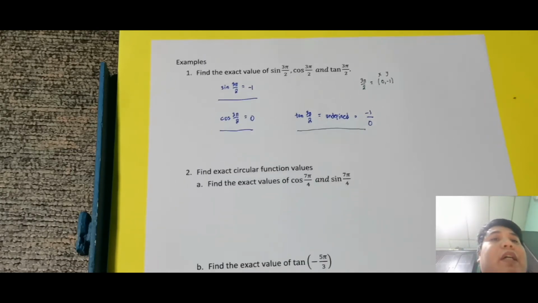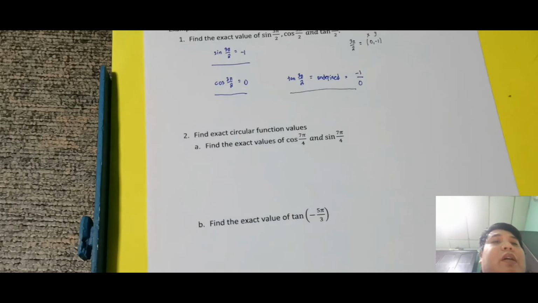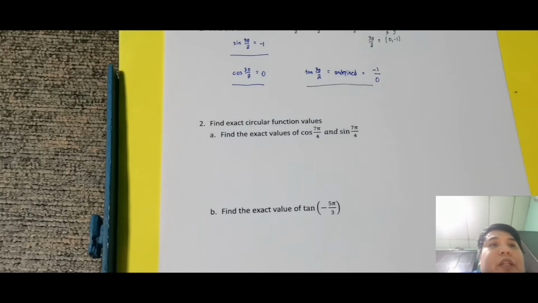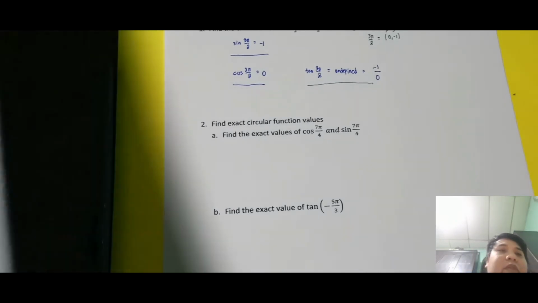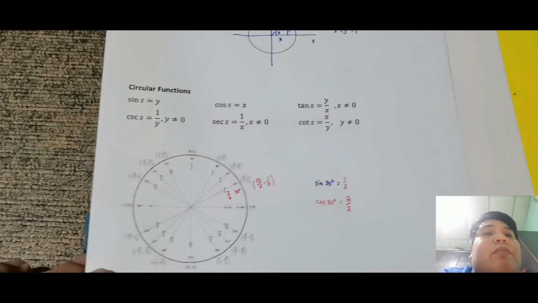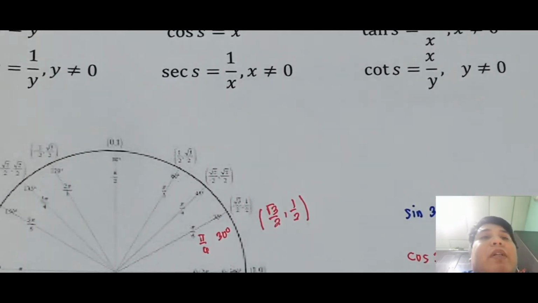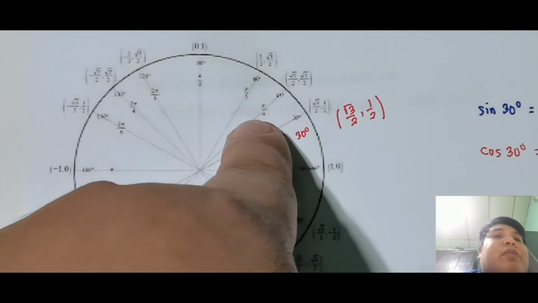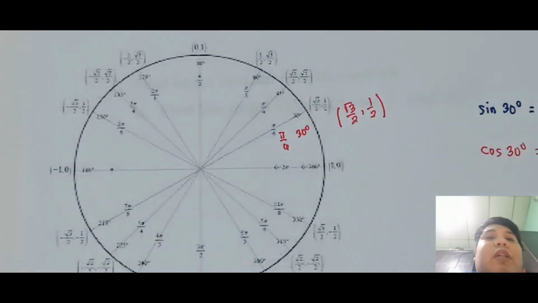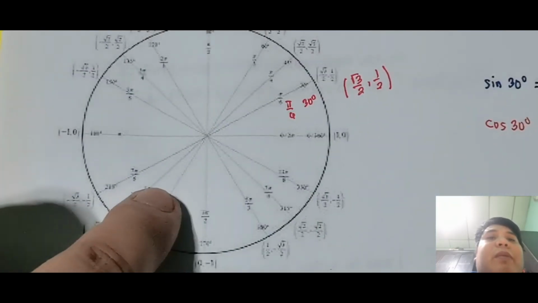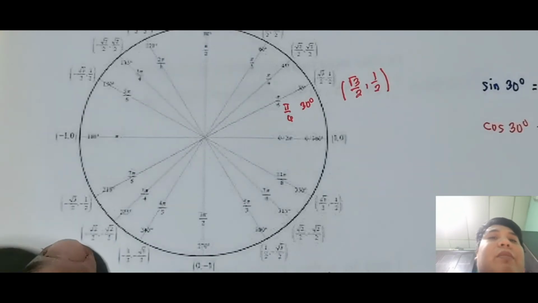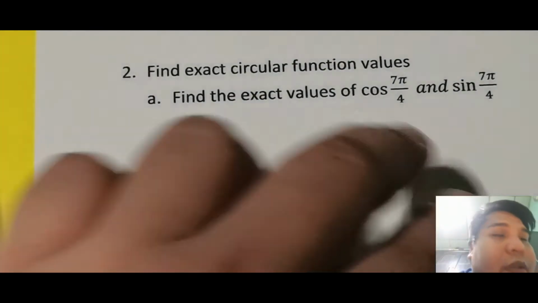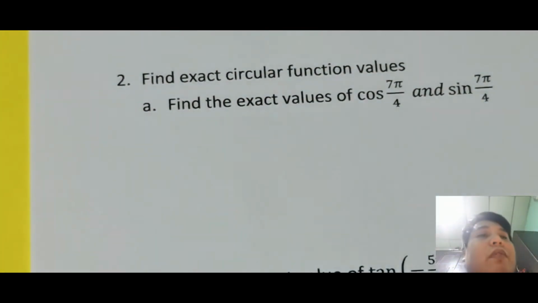Okay, next is find the exact circular function values of the following. Number 1, letter A, find the exact values of cosine 7 pi over 4 and sine 7 pi over 4. Similar thing, let's go here. Sir will zoom in again. 7 pi over 4 is, if this is 5 pi over 4, this is 7 pi over 4. That is negative square root of 2 over 2, negative square root of 2 over 2. I already know it fairly well.